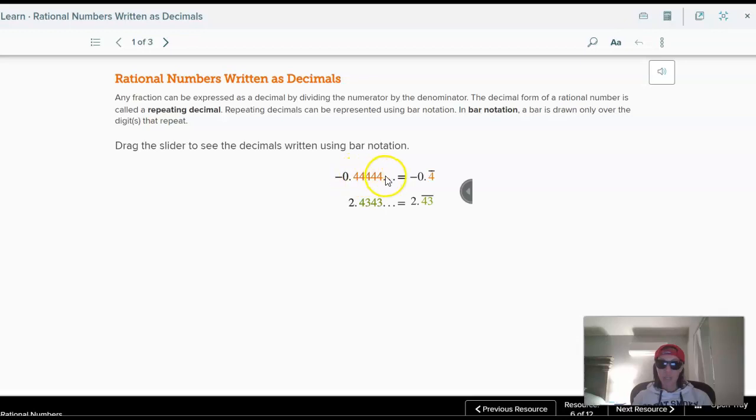So the digit that repeats, if you draw a little line over it, that means repeating. So we could say this is negative 0.4 repeating. And here, 43 repeats. It's 4343 4343, but instead of writing a whole bunch of 43s, we can just write 43 with a line over it. So sometimes only one digit repeats, sometimes more than one digit repeats.